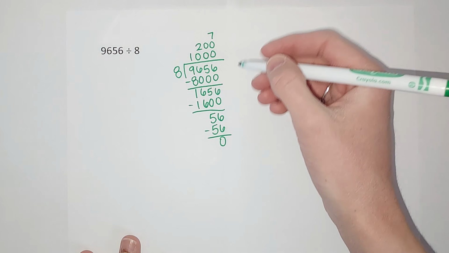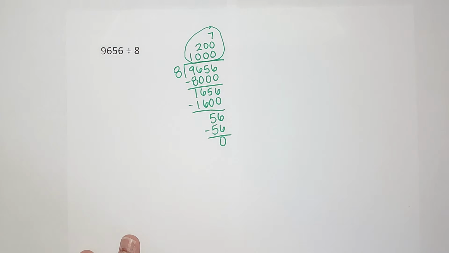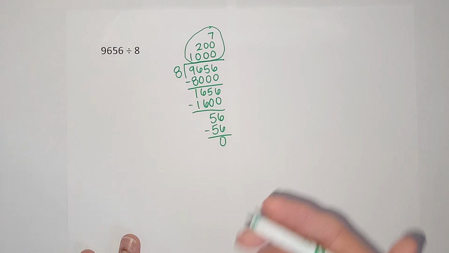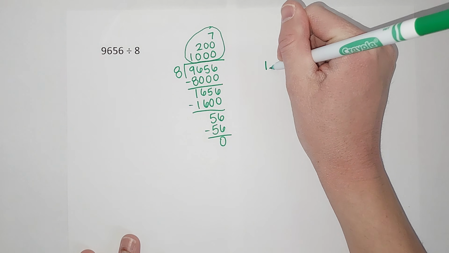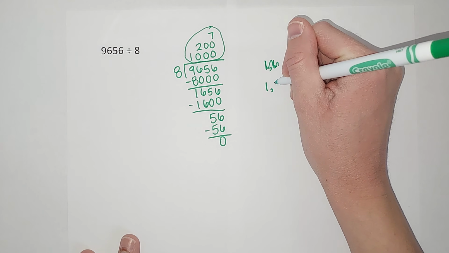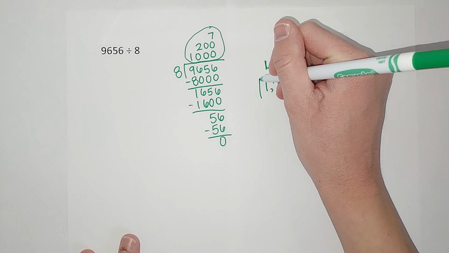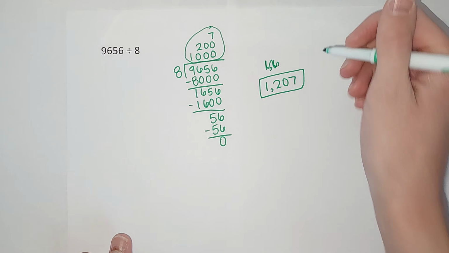Okay. So now to get my answer, I just add these up. Okay. So when I add those up, I get 1,207. I was going to put the 0 in the wrong spot. So that's my answer. Okay.